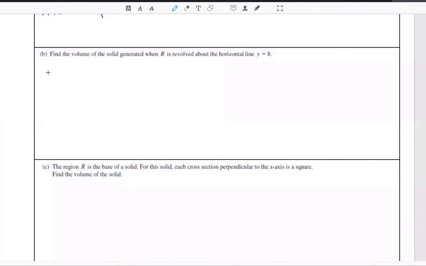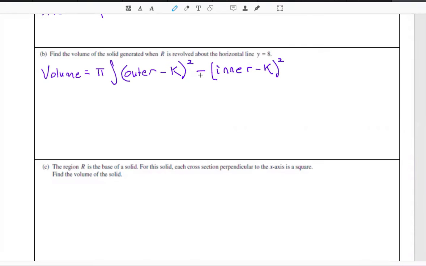So my formula generally for volume looks like this. Volume is equal to, whenever you have the word revolve, immediately put pi, because we're going to have circle cross sections, and then the integral from start to end of outer squared minus inner squared. Oh, I guess it's outer minus k quantity squared minus inner minus k quantity squared. So that's the general integral.